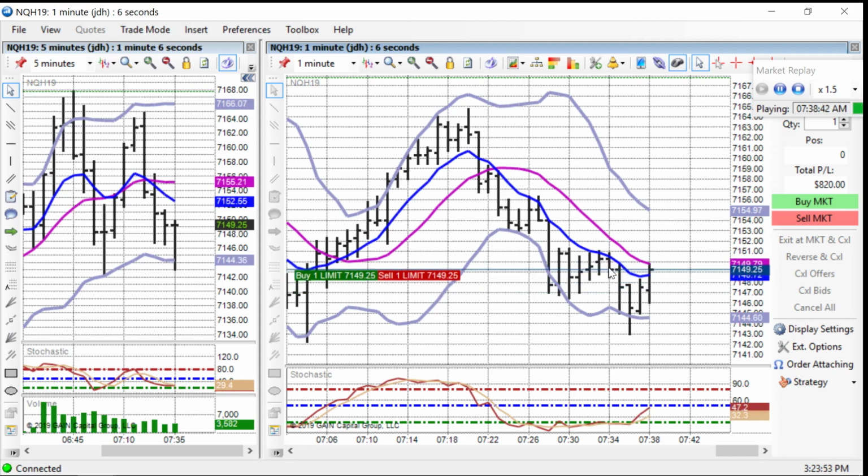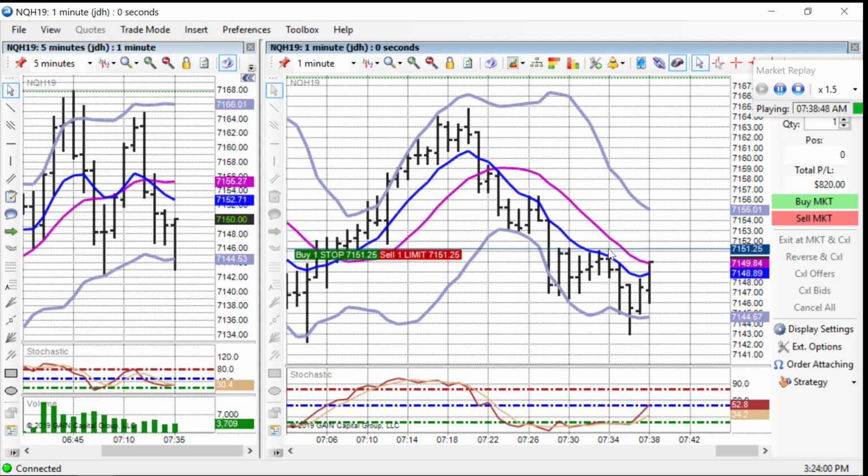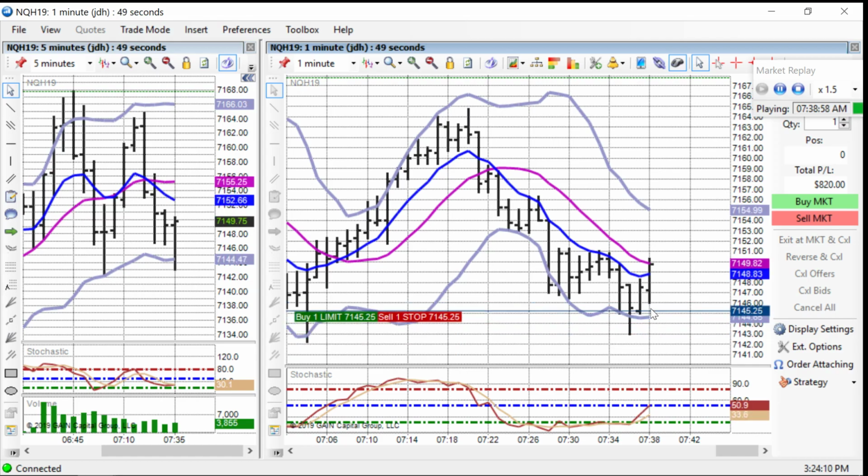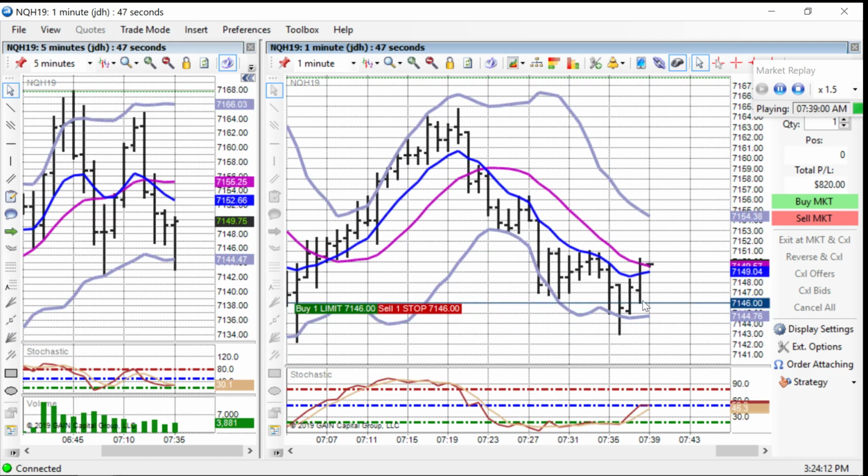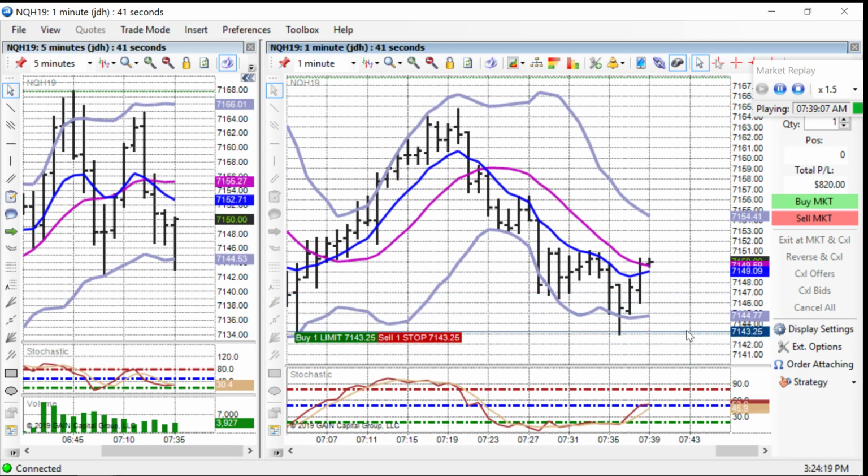So same procedure. Look at that pullback. We're pulling back to the last pivot point. You break above that, and that's a valid trend reversal signal right there. If it was going to continue, I'd normally look for a pullback of maybe 30% of the previous down move, and then move back into the same direction.